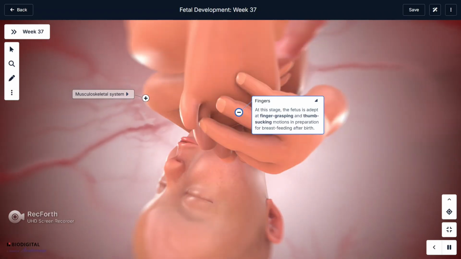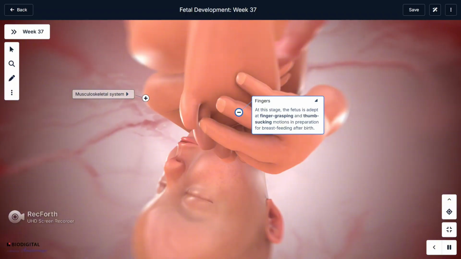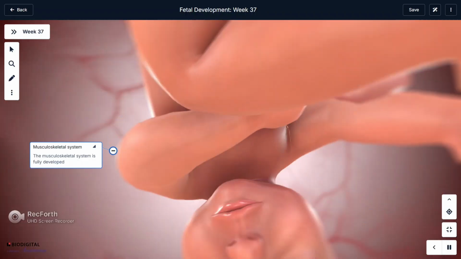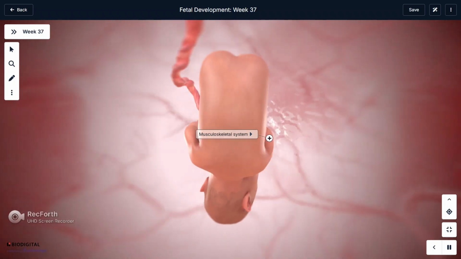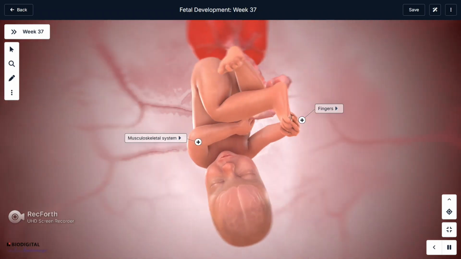And by week 37, at this stage, the fetus is adept at finger grasping and thumb sucking motions in preparation for breastfeeding after birth. The musculoskeletal system is fully developed. And this is how the fetus has improved by week 37.